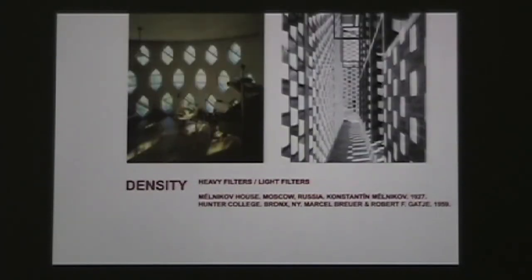The next category has to do with density. Density classifies filters between heavy and light filters. For the first one, I explored the Melnikov House in Moscow, Russia, of 1927. And for light filters, I explored the Hunter College, which you have very close to the Bronx of New York, by Marcel Breuer and Robert Gatje in 1959.